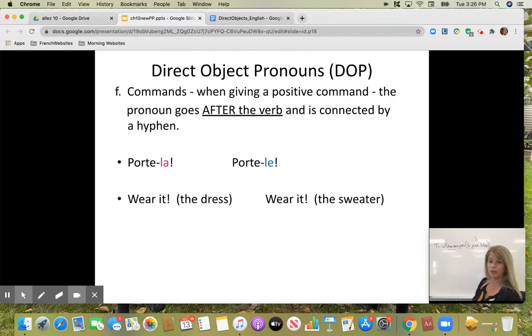Now you're ready to rewrite it on your line. You're putting le where that arrow is. So when you rewrite it, it's going to be tu ne le cherches pas. Okay? You're not looking for your blue jeans. You're not looking for it. We would say them in English. You're not looking for them. All right, so it goes right in front.